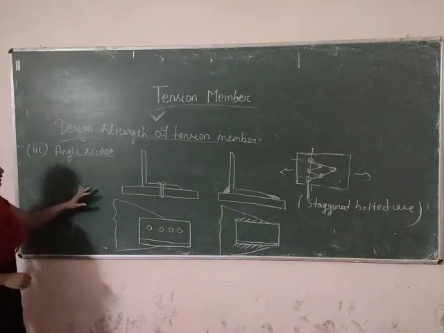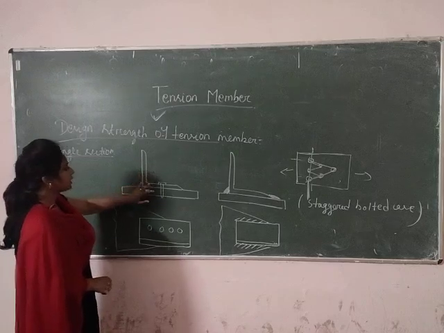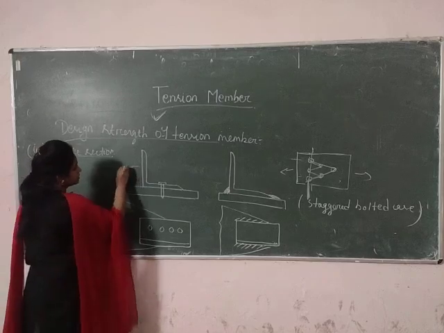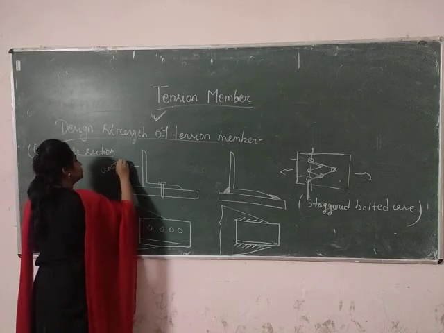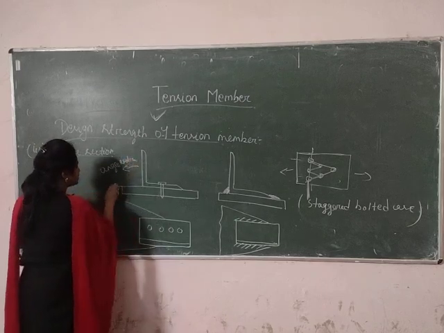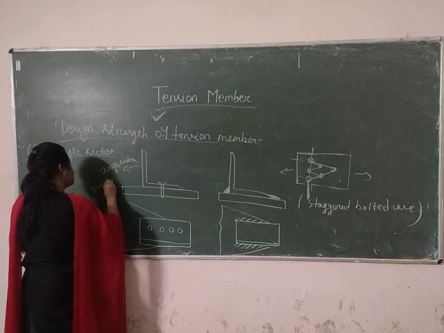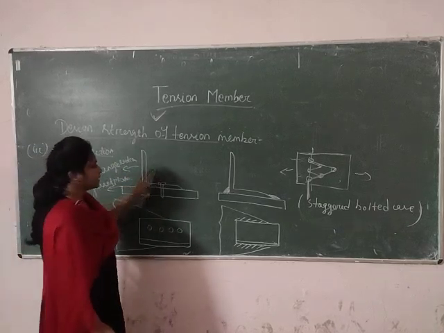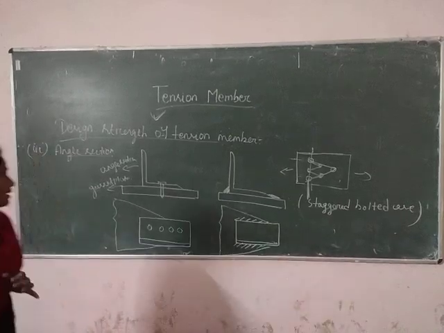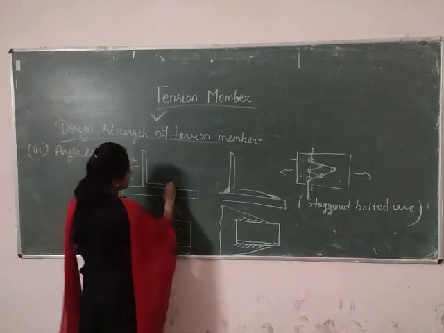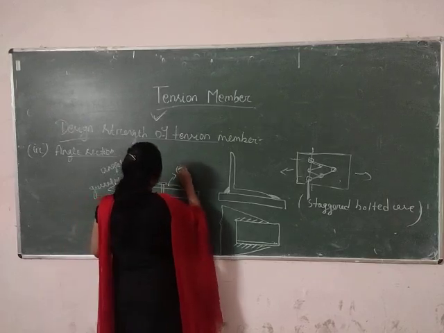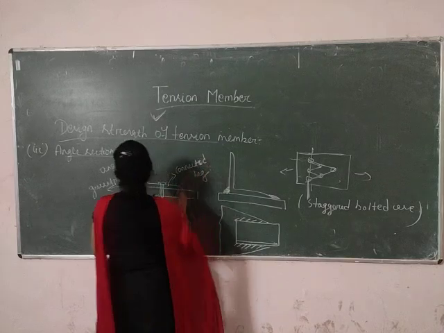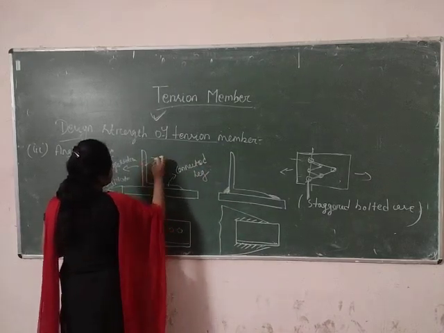Okay, so here you can see only one leg is connected with the gusset plate. Okay, so this is the angle section, and this is the gusset plate. Okay, so here you can see one leg of the angle section is connected with the gusset plate, and this leg is known as the connected leg. And the leg which is not connected, that is known as the outstanding leg.